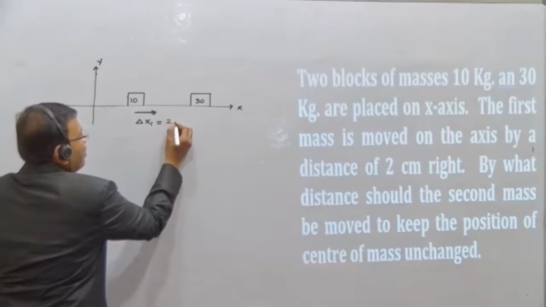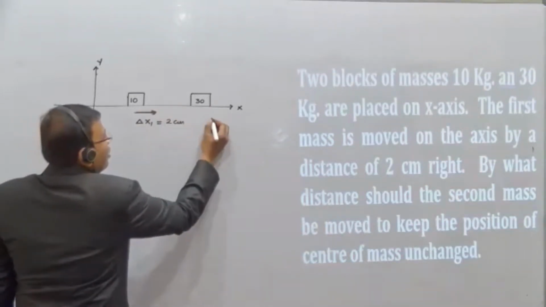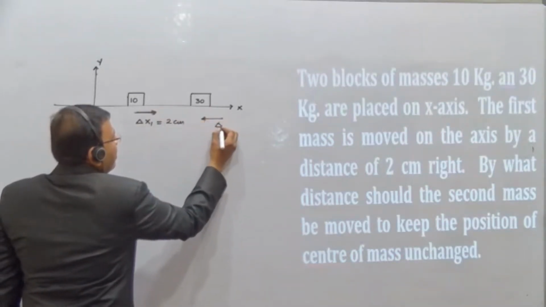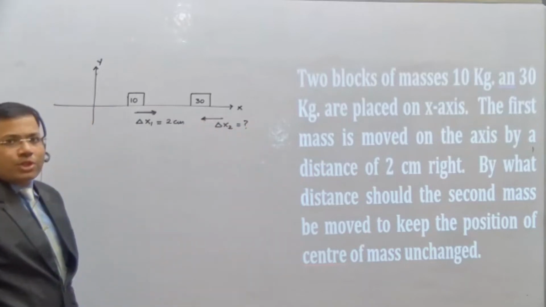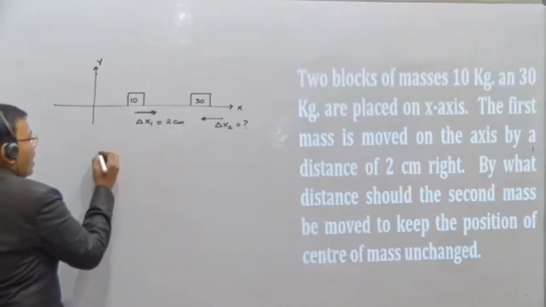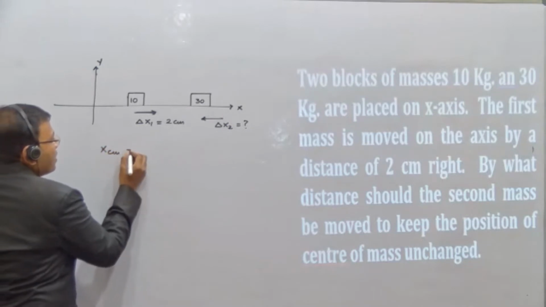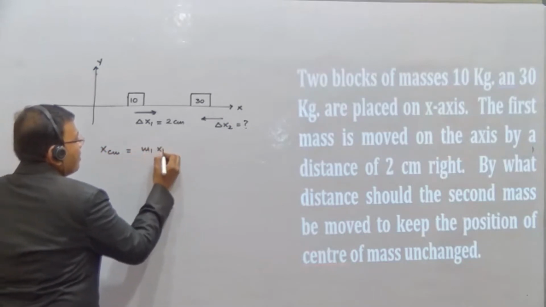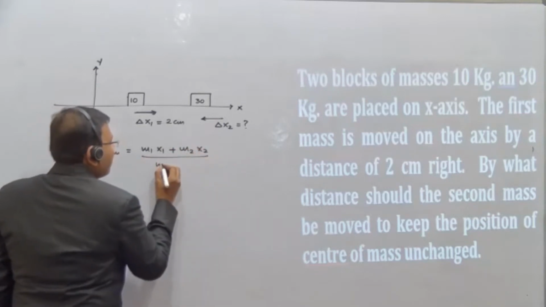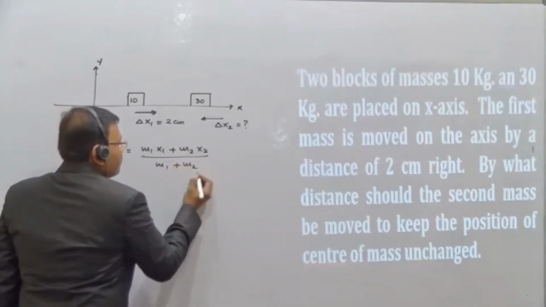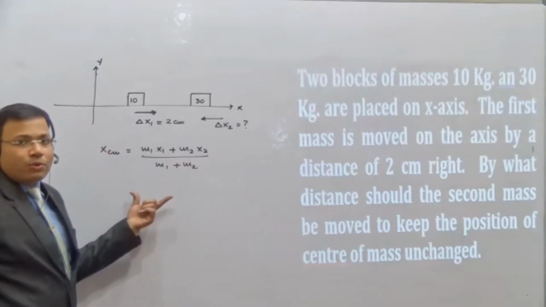2 सेंटीमीटर, 2 सेंटीमीटर. So this we need to move this side, right? Delta x2 we need to calculate, and this is how much, that is our question. Now pay attention. I know the formula for the position of the center of mass. It is m1 x1 plus m2 x2 by m1 plus m2. I hope the formula you remember.